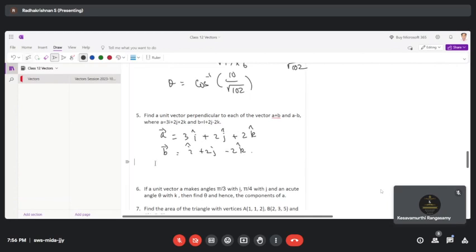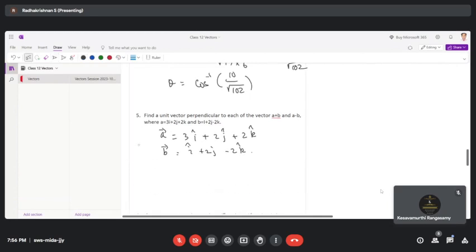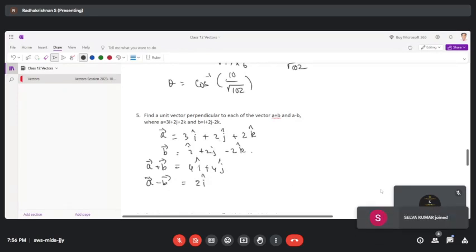For that, first you write a plus b and a minus b. What is a plus b? Simply add the corresponding coefficient, right? 4i plus 4j, because k is becoming 0. And a minus b, j is becoming 0 here. This is becoming 4k.